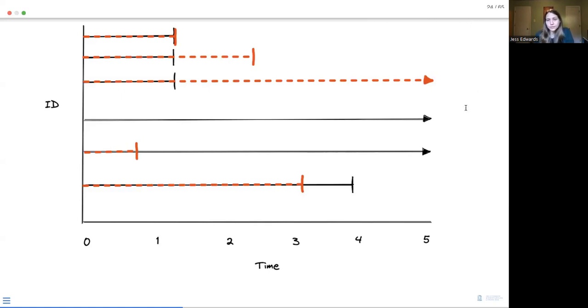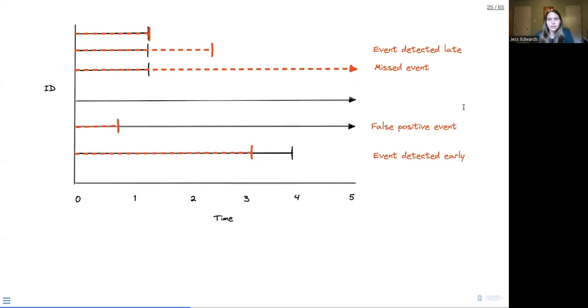So for example, this first line, I can advance my slides. For this first person, their event time was measured accurately, and they were accurately recorded as an event at that time. The second event was detected late. The third event was missed entirely. The fourth event was appropriately counted as censoring at the end of follow-up, or sorry, the fourth record.